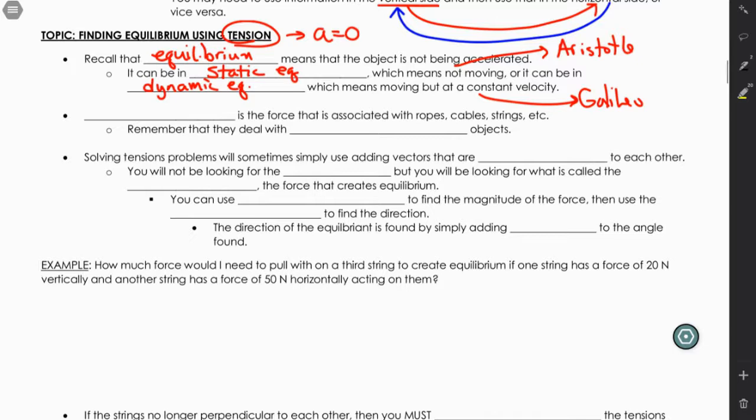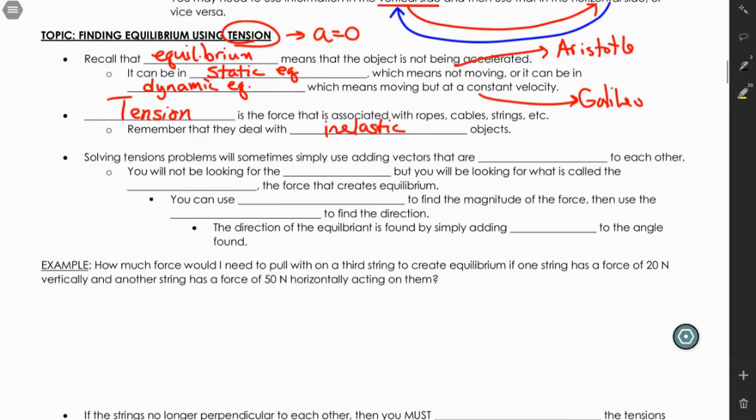Okay, and so the force we're going to focus on in this video is tension. Tension is the force that is associated with ropes, cables, strings, etc. Now, you have to remember that you don't want these ropes, cables, and strings to stretch, so we want them to be inelastic. We're going to assume that if they stretch past a certain point, they're broken.